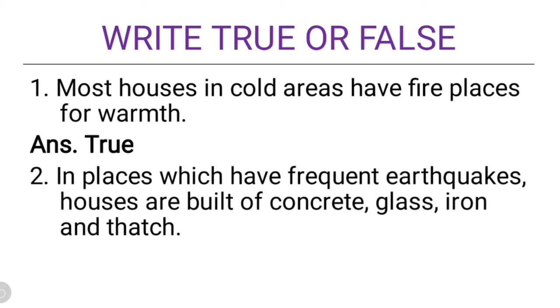Okay. So where frequent earthquakes occur, houses are built with concrete, glass, iron and thatch. Is it true? No, it is not true. Because if we build with this material, there will be more loss if an earthquake happens. So the answer is false. Next question.